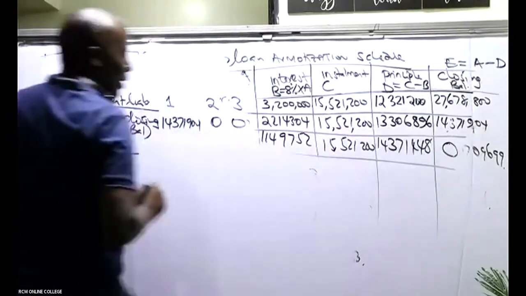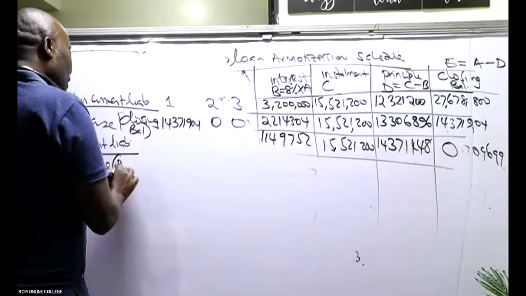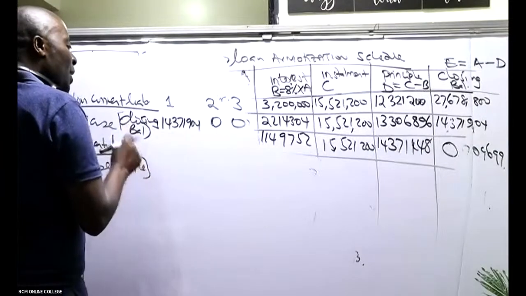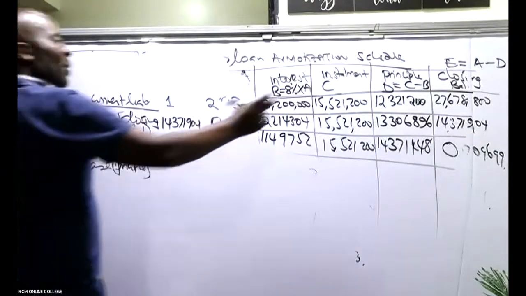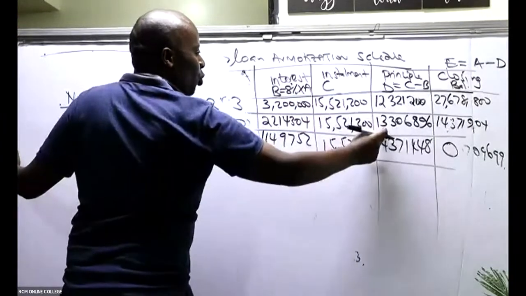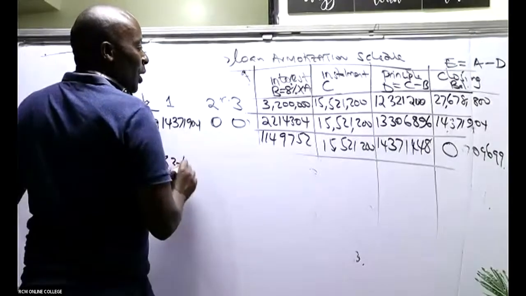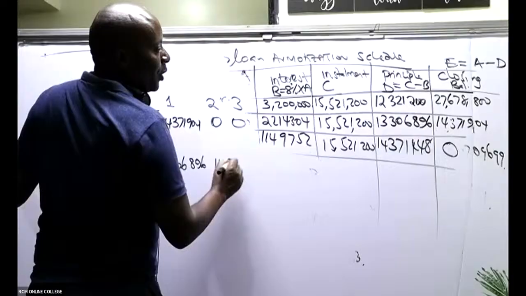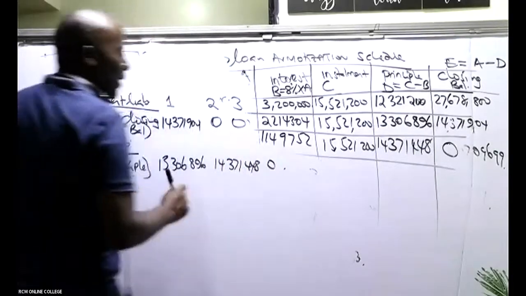Here there's nothing. For lease current liability, in this case you pick the principal, again from year 2 onwards. Pick without even reasoning: you pick the principal, but from year 2 onwards. So we have here 13,306,896. This will be 14,371,448, whatever. And then of course there will be a 0 there.